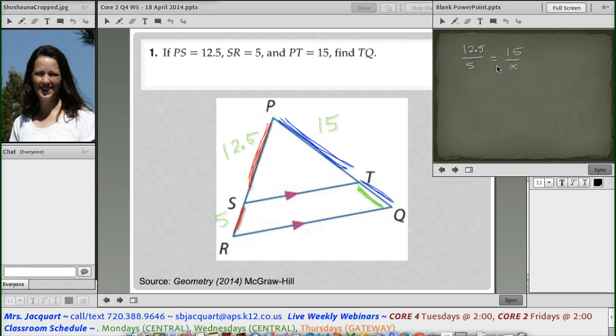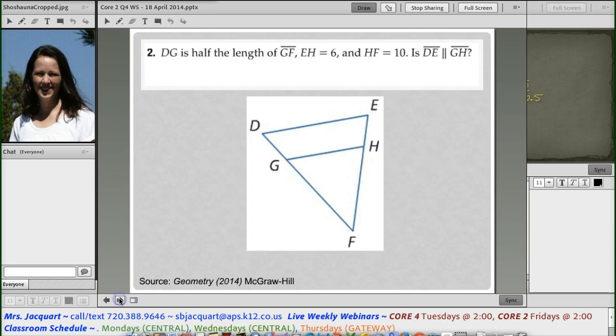To solve these, we're simply going to cross multiply. So we get 12.5x equals, cross multiply, 15 times 5 is 30, 60, 75. I'm going to divide both sides by 12.5. So x equals 6. Here's my answer. Cool. If you need help, call, text, or email.